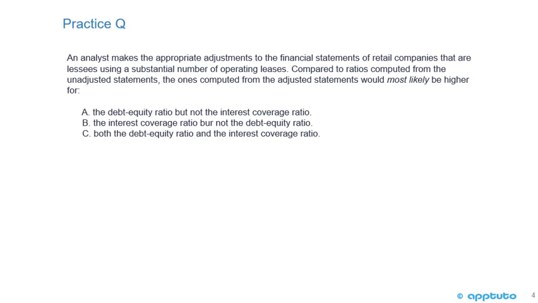An analyst makes the appropriate adjustments to the financial statements of retail companies that are lessees using a substantial number of operating leases. Compared to ratios computed from the unadjusted statements, the ones computed from the adjusted statements would most likely be higher for: A, the debt to equity ratio, but not the interest coverage ratio; B, the interest coverage ratio, but not the debt to equity ratio; and C, both the debt to equity ratio and the interest coverage ratio.